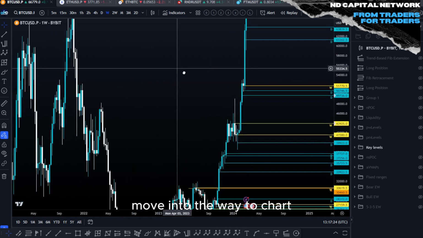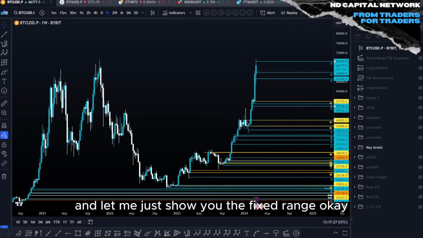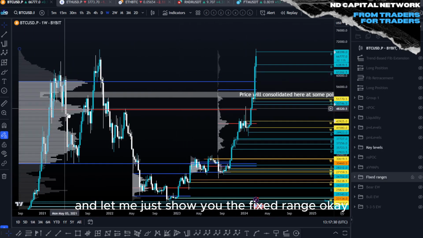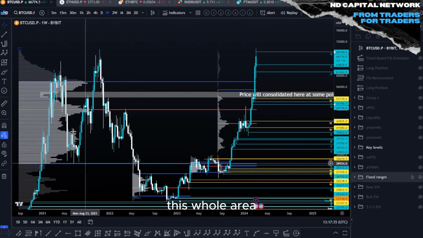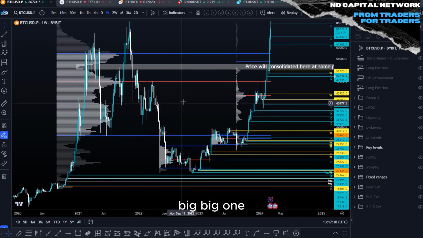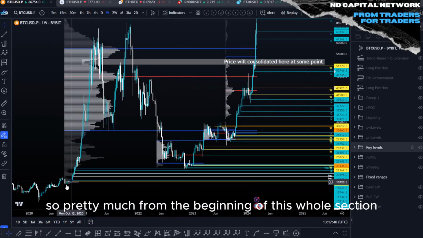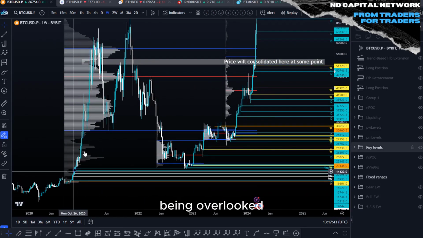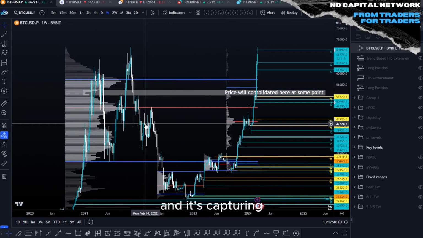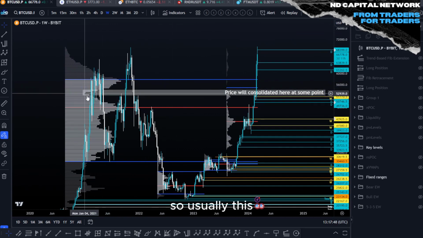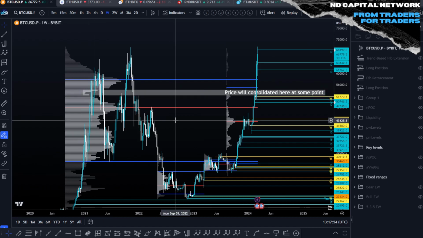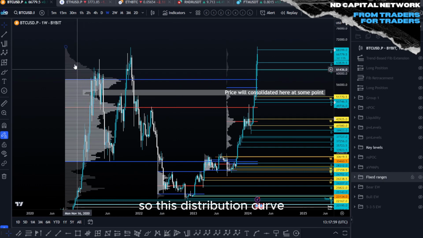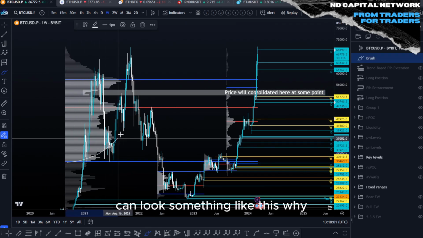So if I zoom in, move into the weekly chart, and let me just show you the fixed range. Okay, so these are the fixed ranges, the volume profiles, this whole area. The first pool is especially the big one, pretty much from the beginning of this whole section being unlocked, and it's capturing this whole area. Usually this thing is highlighted for a reason. This is called the low volume node. Usually low volume nodes tend to get filled and pretty much fixed. So this distribution curve can look something like this.